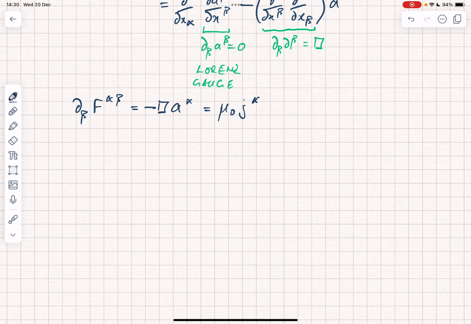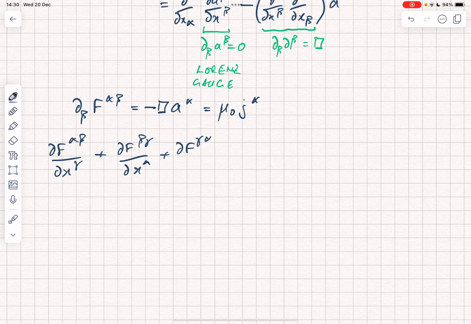The second result is really just a case of permuting differentials, but there's a slightly subtle point. So we have dF alpha beta by dx gamma plus dF beta gamma by dx alpha plus dF gamma alpha by dx beta is equal to 0. Well, okay, let's not say it's equal to 0, let's find out what it is. We know it's going to be 0 because I've told you. So let's multiply this out.